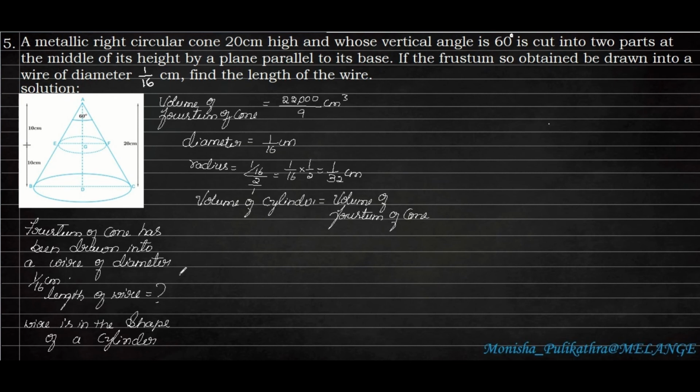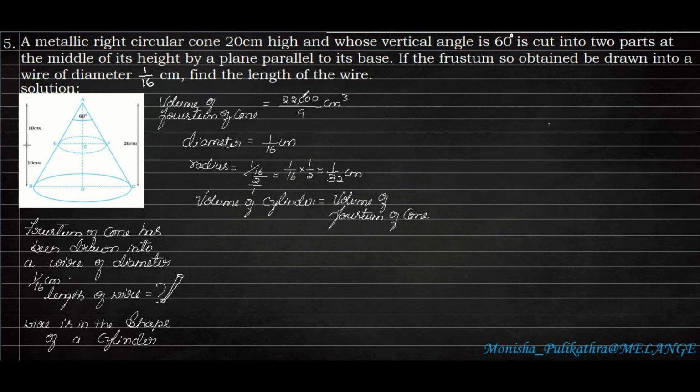Now you might have seen the shape of a wire, right? So what will be the shape of the wire? The shape of the wire will be a cylinder. It is also in the shape of a cylinder, a small cylinder of small diameter. So the wire is in the shape of a cylinder. Now we have already found out the volume of the frustum of the cone.